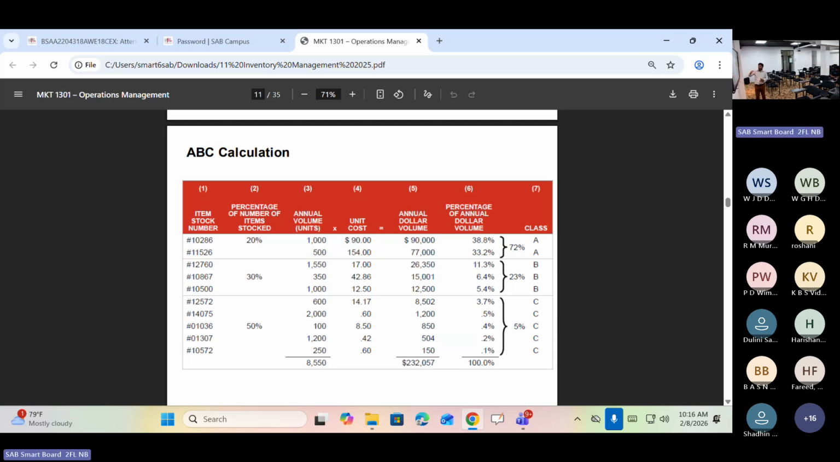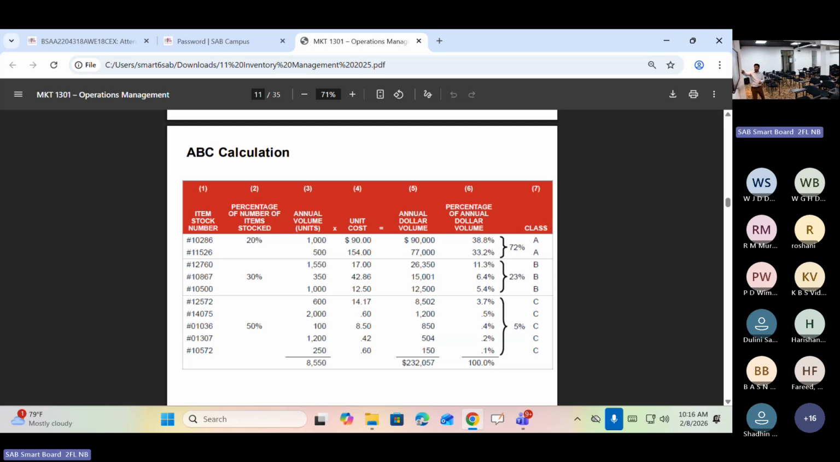So then apply the criteria we discussed. And for that, we need to calculate column number 6, that is the percentage of annual dollar volume. Out of the total volume here, 232,000 amount, that is the total inventory dollar volume. Out of that, what is the percentage of each SKU that you have to calculate? And that is shown in column number 6.